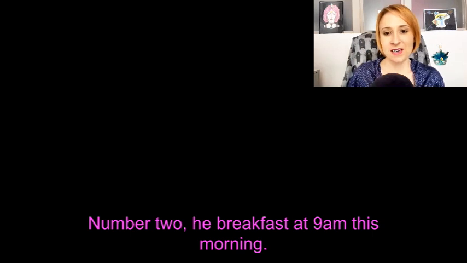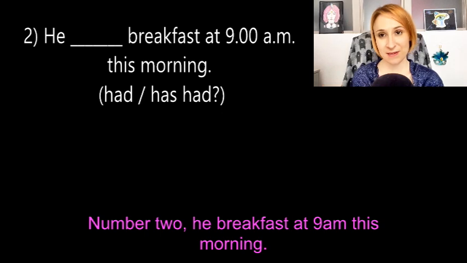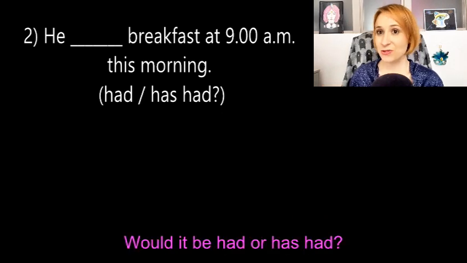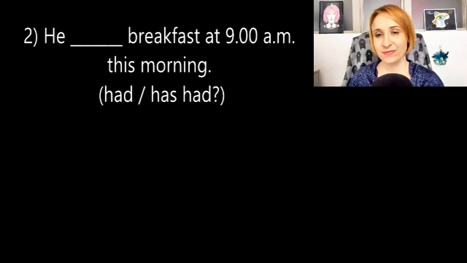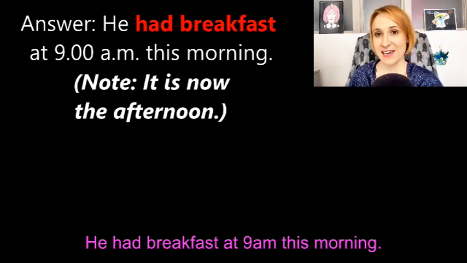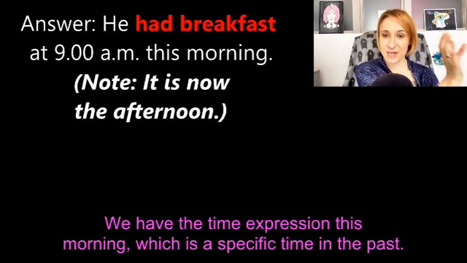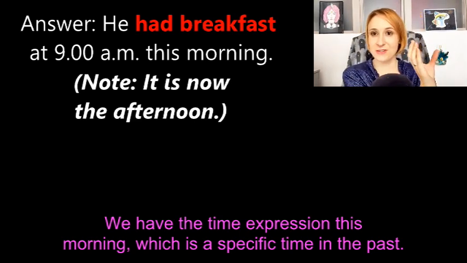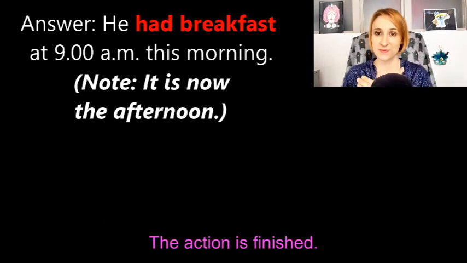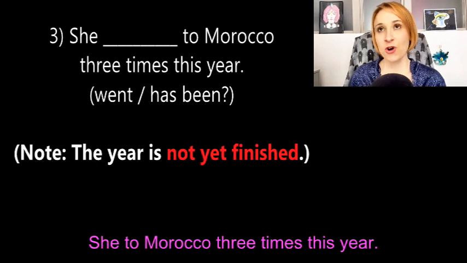Number 2, he breakfast at 9 a.m. this morning. Would it be had or has had? The answer is had. He had breakfast at 9 a.m. this morning. We have the time expression this morning, which is a specific time in the past. The action is finished.